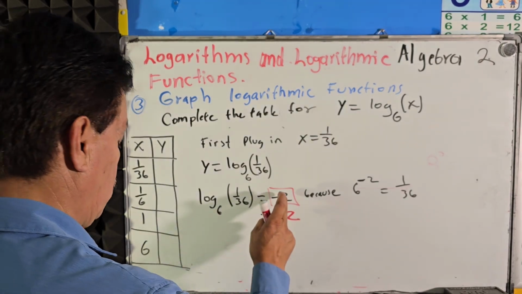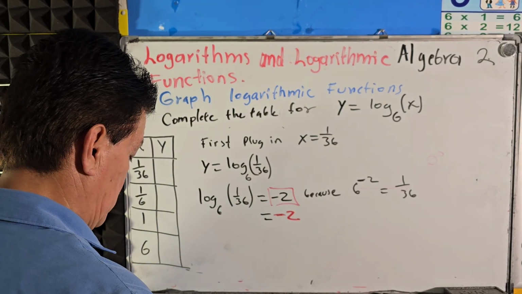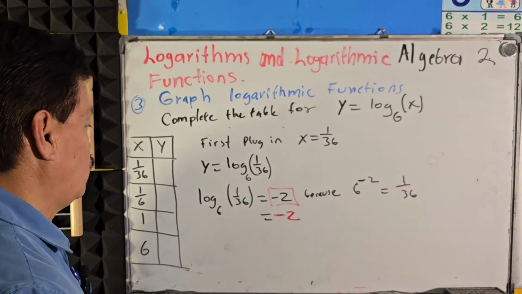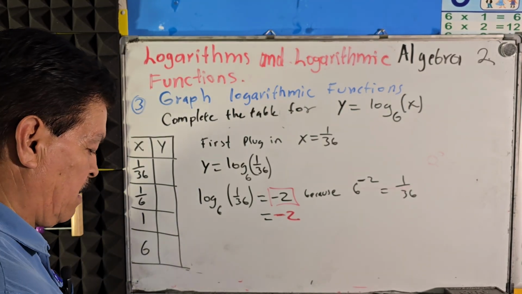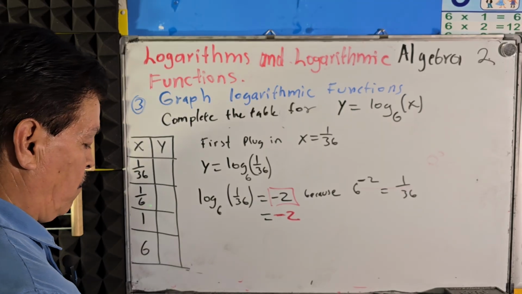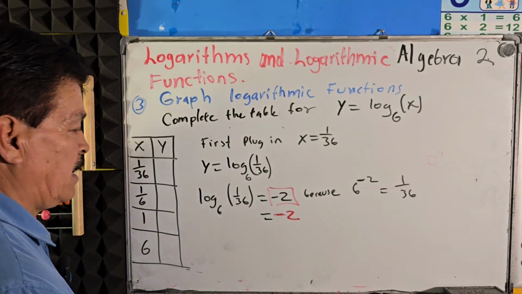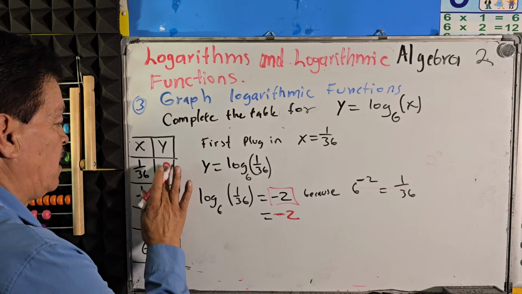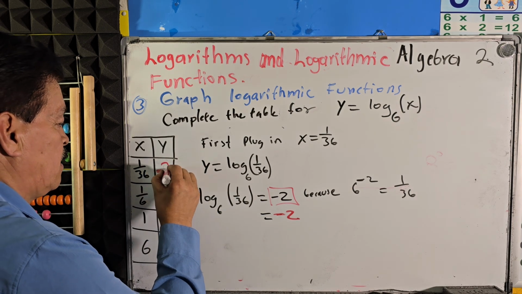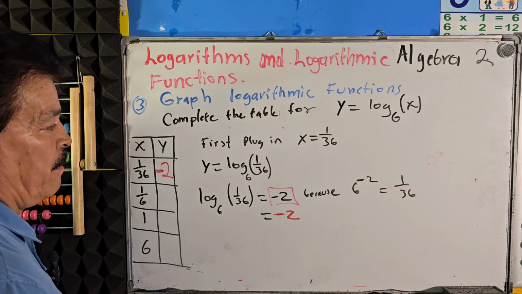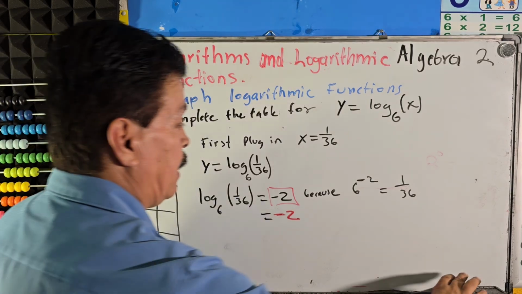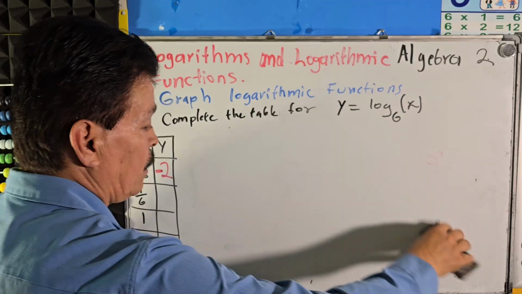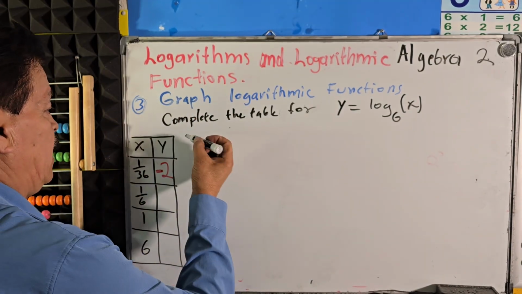I mean, not -2. Yes, -2. It's -2. So our first value for our table is -2. Let's write -2 right here. Okay. Now let's go to the next one.